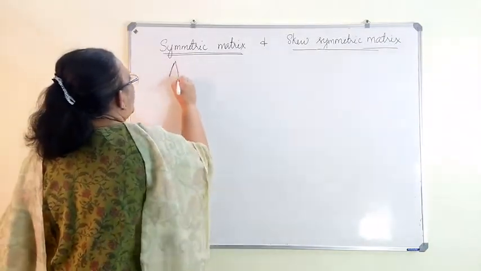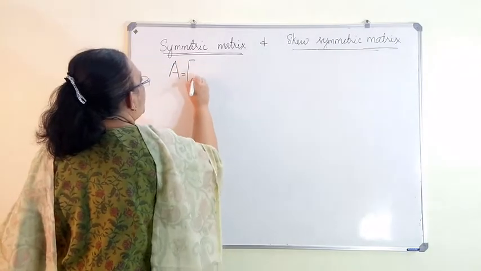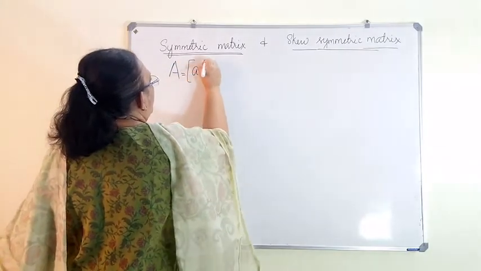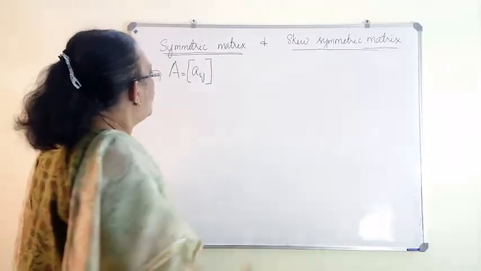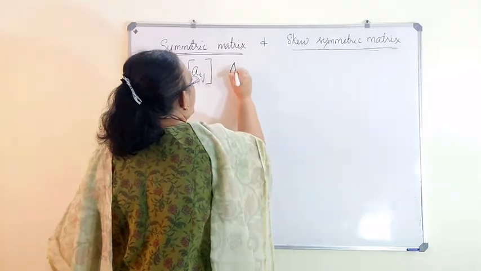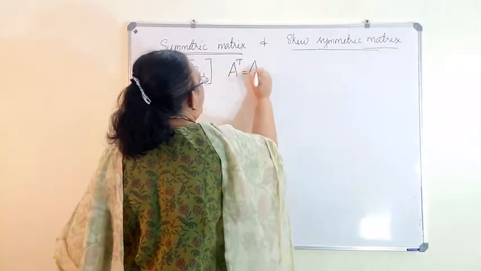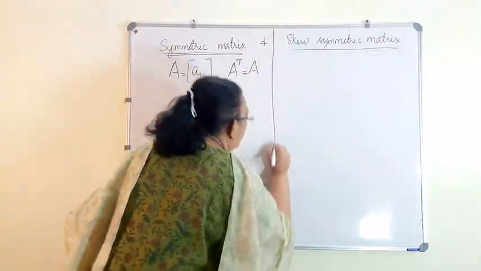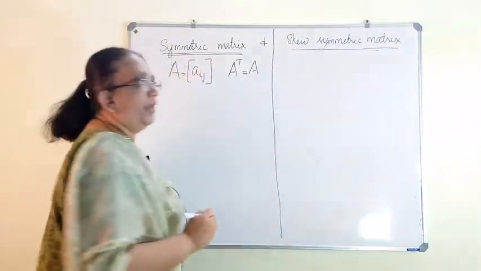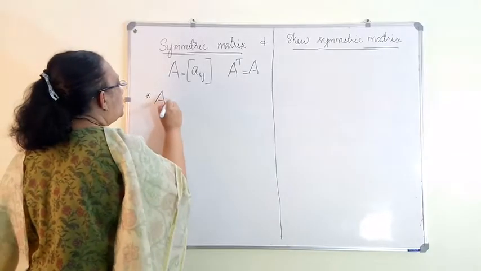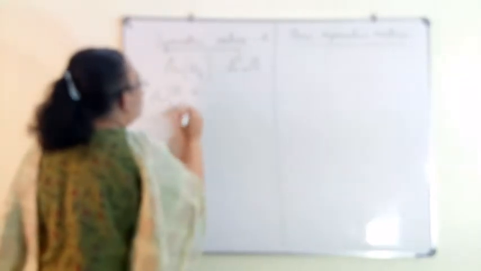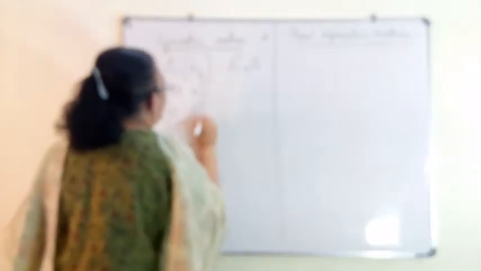Let A be a square matrix Aij. Then this matrix A is said to be a symmetric matrix if A transpose is equal to A. That is, when you find the transpose, it should be equal to A. Let us take a simple example. Let A be the matrix [root 3, 2; 2, root 3]. It's a 2 by 2 square matrix.